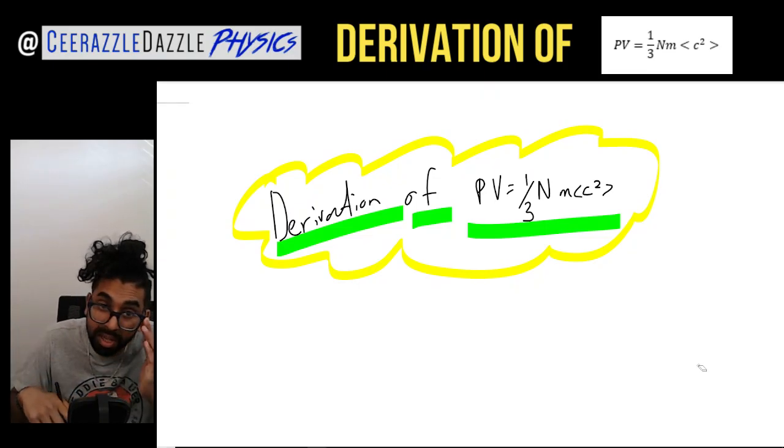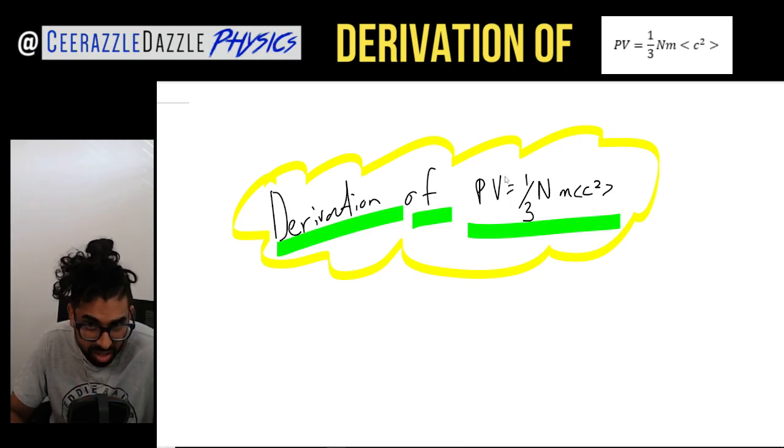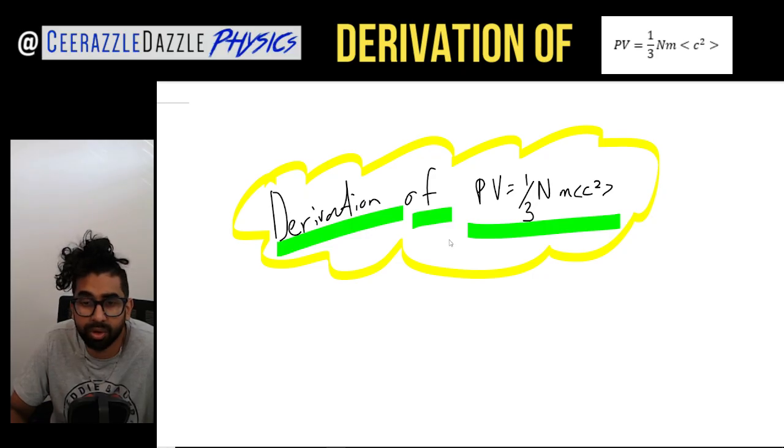In this video, I'm going to be walking you through the derivation of PV is equal to a third Nm c squared. Notice this is going to be the mean square speed, but I'll explain that later on in the video. This is going to be a long video, just bear with me as I walk you through it. Right, so the first thing we're going to look at is the following diagram.